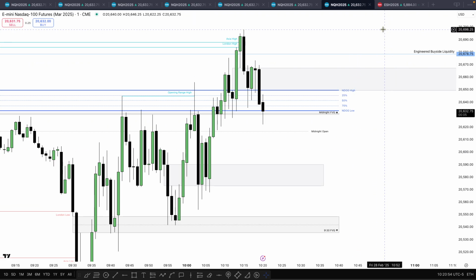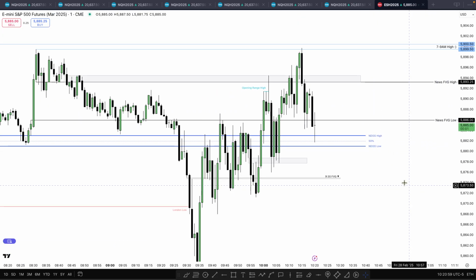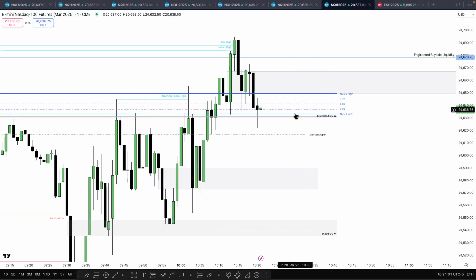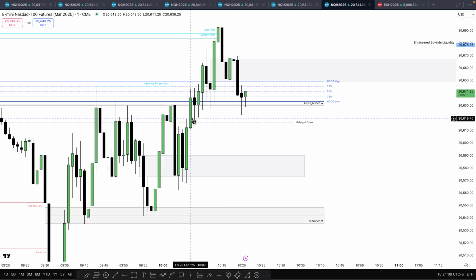Checking on S&P. I'd more so want to see what they do with the new day opening gap, if they could reclaim this and then make another high, but we'll see. There's not much to work with in here.